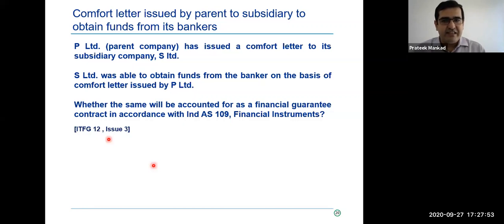Now this is relevant guidance from ITFG. In the end, the devil is in the details. It's what is written in that comfort letter that will count. If the comfort letter imposes an obligation on the parent, it is a financial guarantee contract. If not, it's just a simple comfort letter which tells the bank that I am behind this subsidiary S, don't worry. That's all.